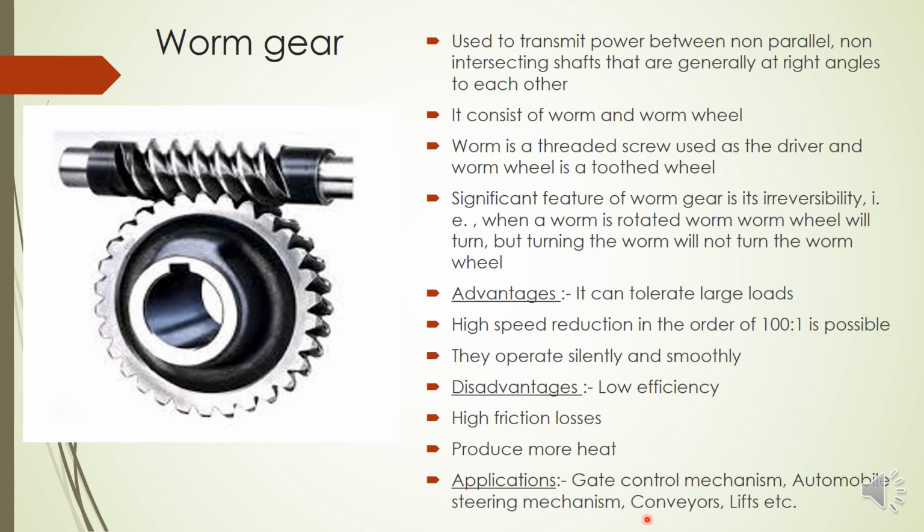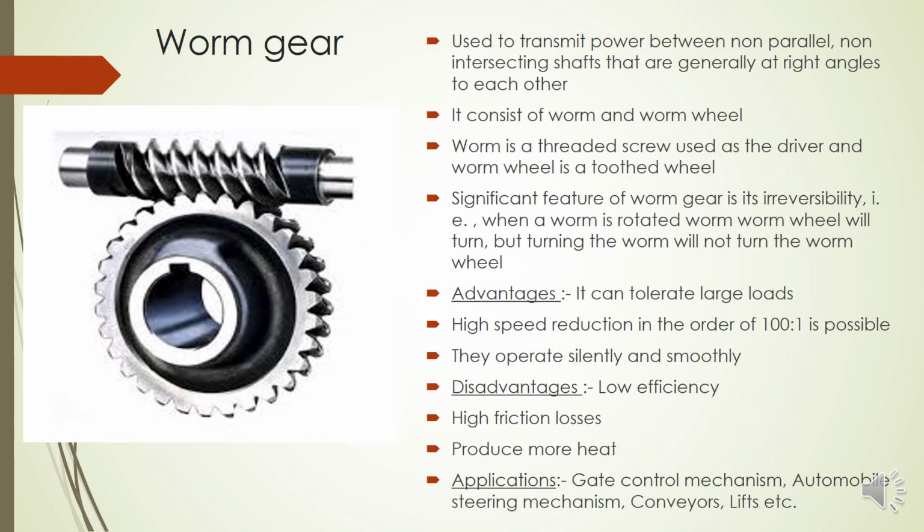Conveyors are another application. Conveyors means the belts used in airports, etc., to transmit objects from one place to another, which use worm gear for speed reduction. Lifts can also use worm gear. So these are the applications of worm gear. It is entirely different compared to the three gears we have studied, and its important features are its irreversibility and its high speed reduction capacity.